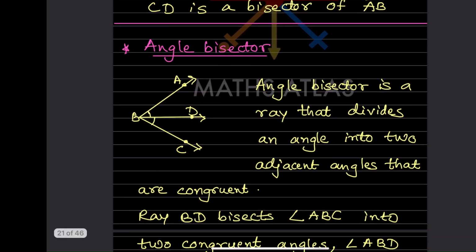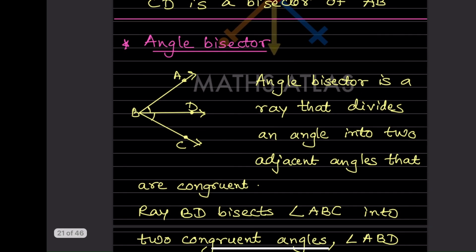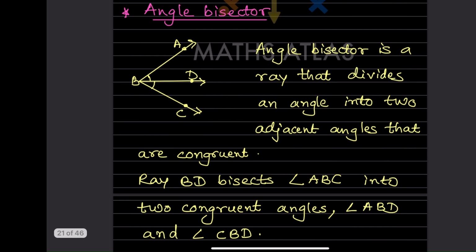Now the angle bisector. If this is angle ABC and BD is the bisector, it means these both are equal angles. Whatever the angles are, these both will be equal. So an angle bisector is a ray that divides an angle into two adjacent angles, meaning these are the adjacent ones which are at the side.